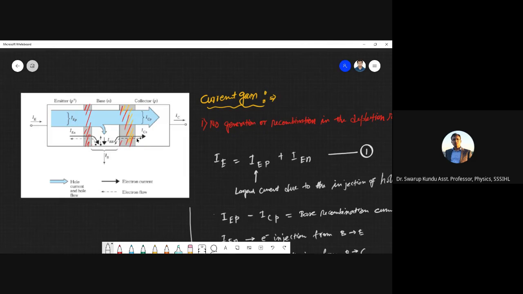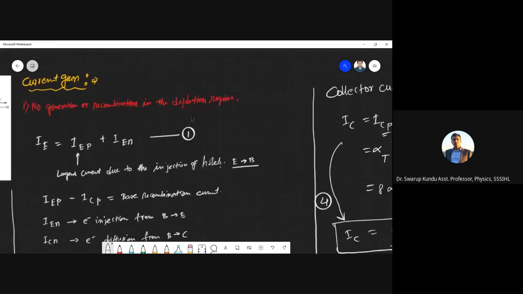So in this figure, this dotted arrow is defining the electron flow from collector to base, because this base-collector junction is in reverse bias. So it's minority carrier diffusion, right? Now, the current contribution will be in the opposite direction, right? So that's why ICN is flowing from base to collector, but the flow of electrons is collector to base.